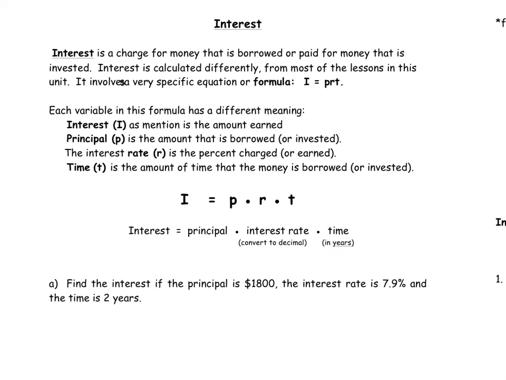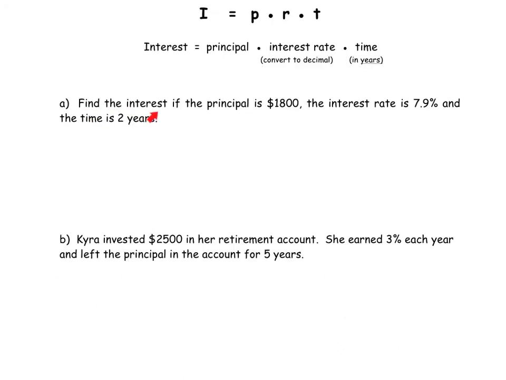So let's see what this looks like. Find the interest if the principal is $1,800, the interest rate is 7 9/10%, and the time is 2 years. So this is pretty straightforward. We want to know the interest, so that will stay the variable. They've mentioned that the principal is $1,800. The interest rate is 7.9%, and the time is 2 years.